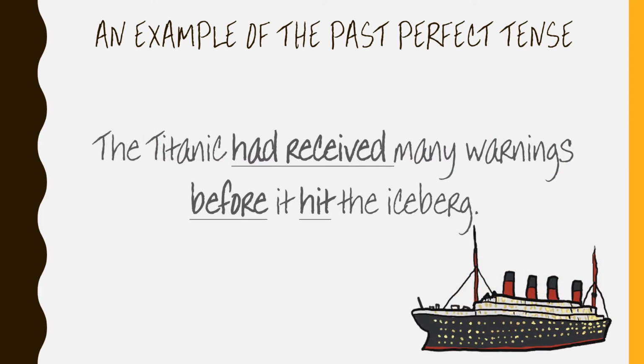The Titanic had received many warnings before it hit the iceberg. So we've got two verbs again. The receiving is complete, it is done. And the hit is complete and done. Both verbs are complete in the past. One happened before the other one happened. So the receiving of the warnings was complete before the iceberg was hit.